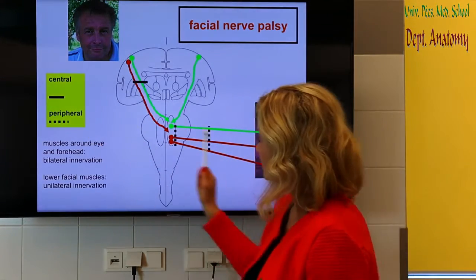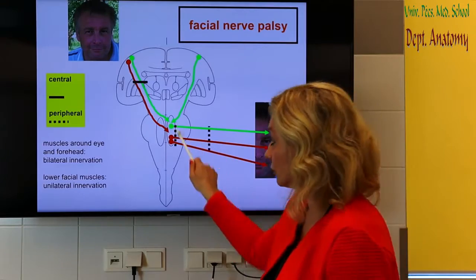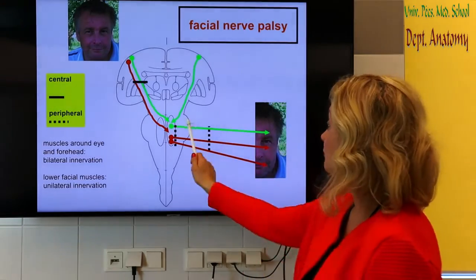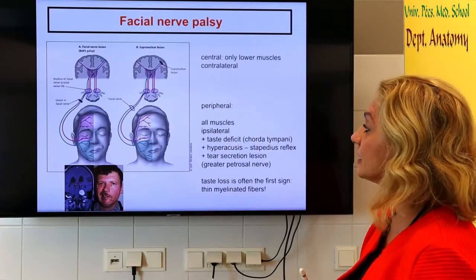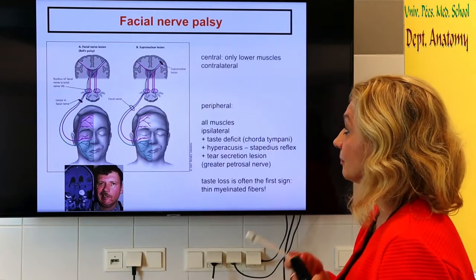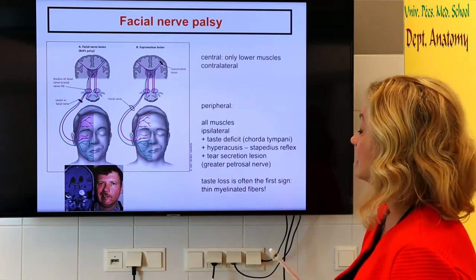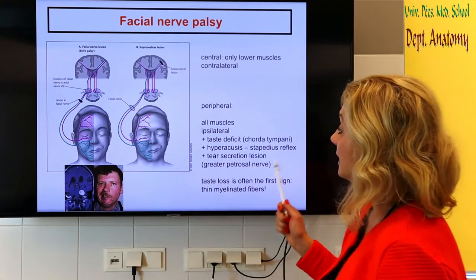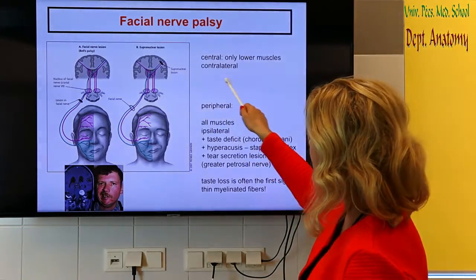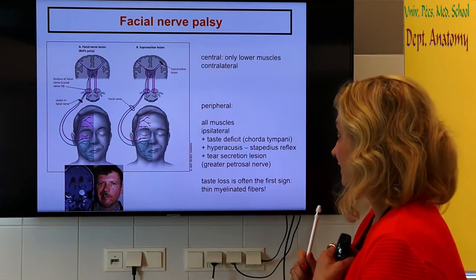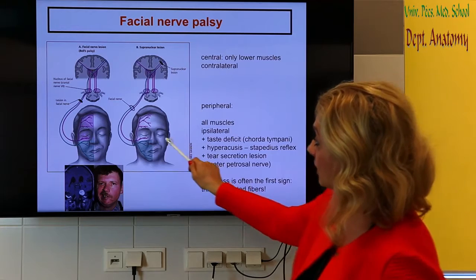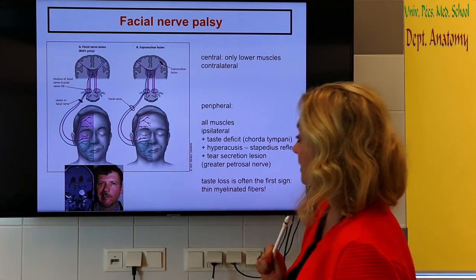In peripheral lesion, if the nerve itself or the whole nucleus is damaged, obviously those muscles will be paralyzed. Here you can see another picture basically showing the same thing. If we have central lesion, once more, only the lower muscles are affected, and on the contralateral side.